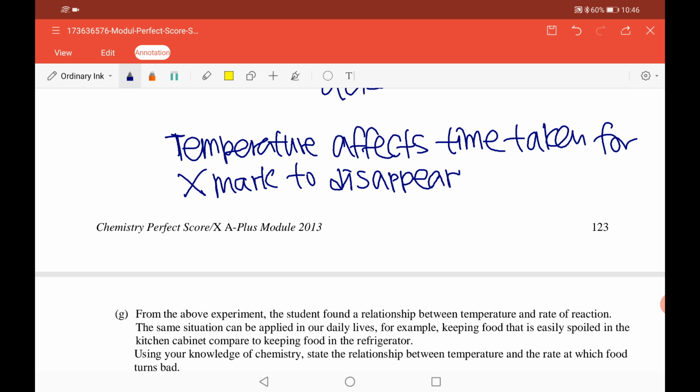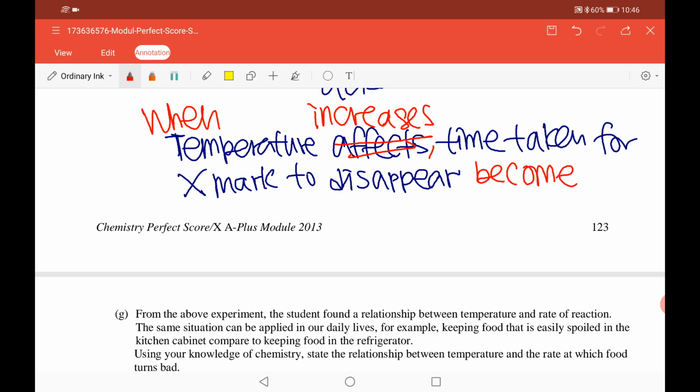How to make the relationship clearer? Okay, so you can change a little bit like this. Okay, you can change the keyword like this. When temperature increases, the time taken for the cross mark to disappear become shorter. Yeah, so you take a shorter time for the cross mark to disappear when the temperature increases. By doing this, you will have a very clear relationship. Okay, so your relationship must be as clear as possible.